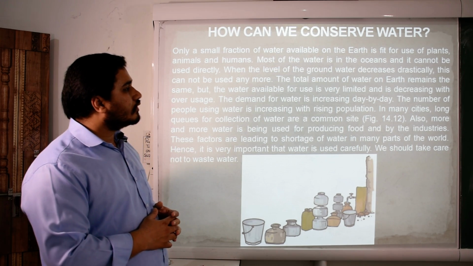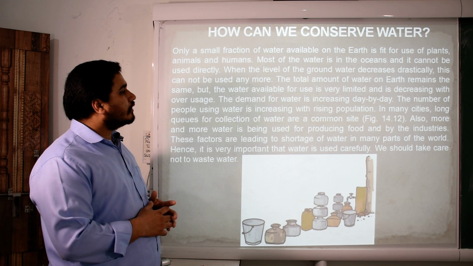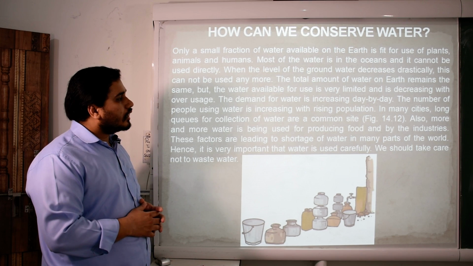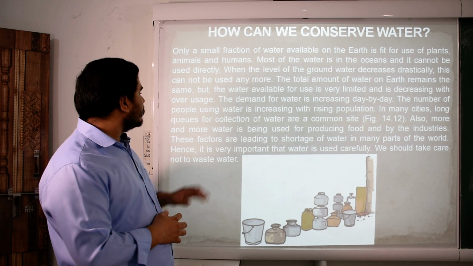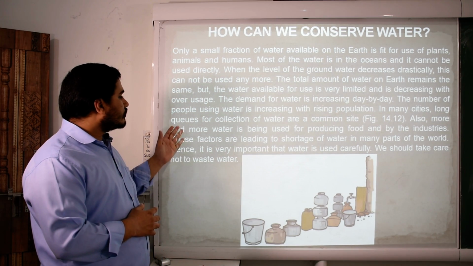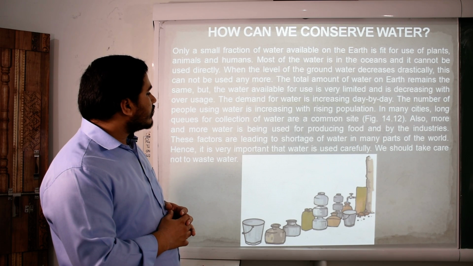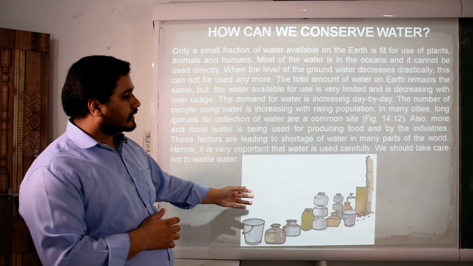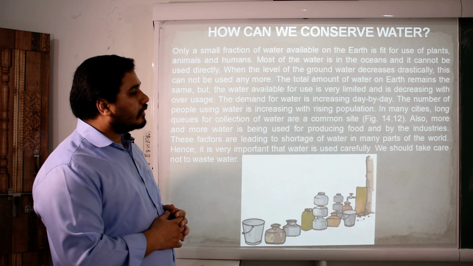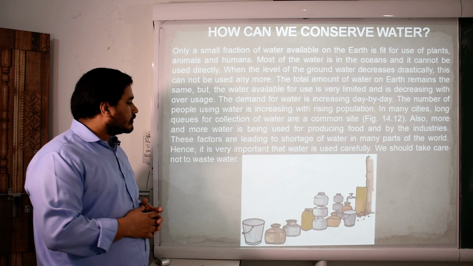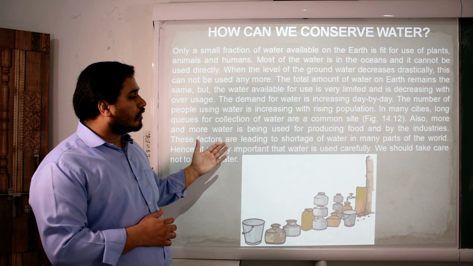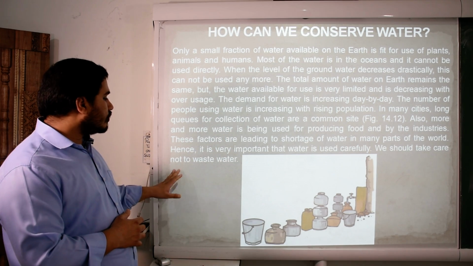The total amount of water on earth remains the same, but the water available for use is very limited and is decreasing with overuse. The demand for water is increasing day by day. The number of people using water is increasing with rising population. In many cities, long queues to collect water are a common sight, as in the figure. Also, more and more water is being used for producing food and by the industries. These factors are leading to shortage of water in many parts of the world. Hence, it is very important that water is used carefully. We should take water, not waste water.